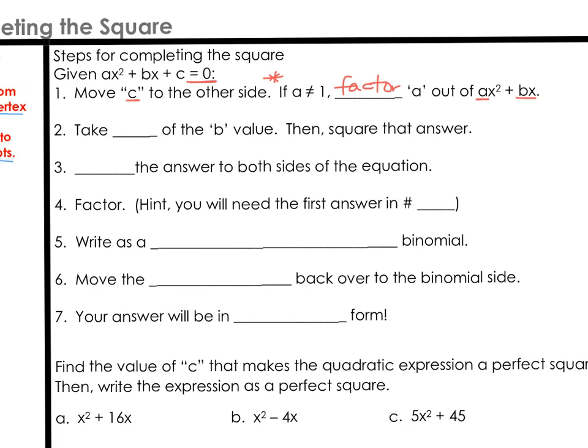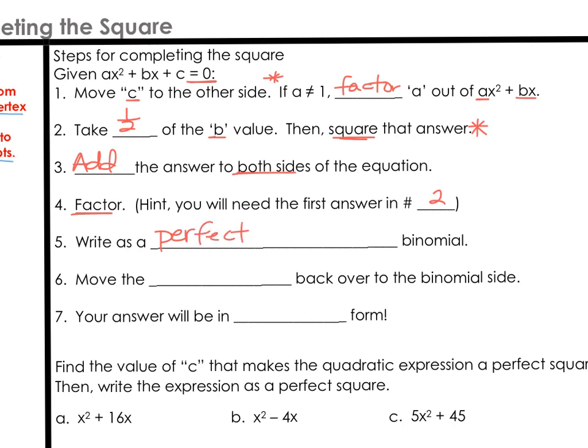Once you have step 1 complete, take half of whatever your b value is. Once you get that number, you're going to square it. So we do 2 steps in step 2. Take that squared answer and simply add it to both sides of your equation. Then what you're going to want to do is factor. And what's helpful to recognize is you're going to use your answer in the first part of step 2 to help you with that.